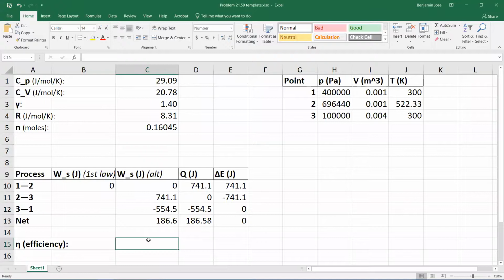Okay, so the efficiency here will be the output work, that's the net work done, compared to just the sum of the positive heats. Well, for this particular problem, I only see one positive heat. It's that during the isochore, the working substance absorbed the 741 joules from the hot reservoir. And there it is. That's not too bad. 25% efficiency. I think that's a typical value for an internal combustion engine like you find in your car.